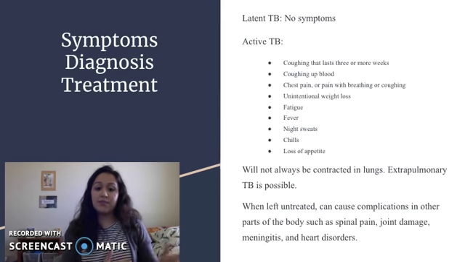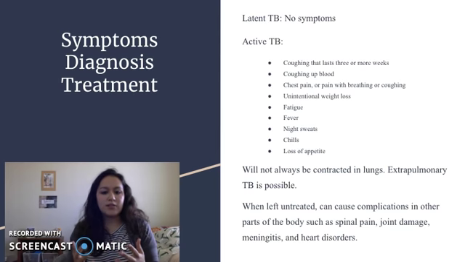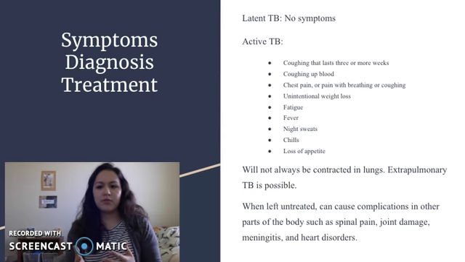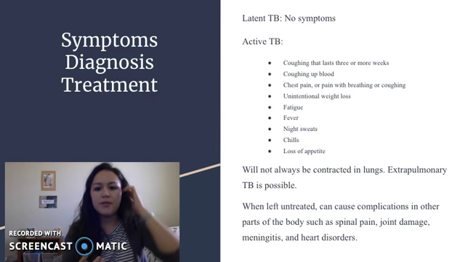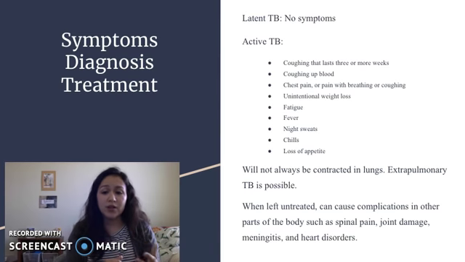So if that happens, that means that at that point you have contracted tuberculosis, you have it actively in your body. So that's when you're going to start showing some symptoms. The telltale sign that I think everyone thinks of when they think of tuberculosis is coughing up blood. And usually that cough is going to last for 3 or more weeks. You have a lot of chest pain when you're breathing and when you're coughing. There's fatigue, fever, night sweats, and chills, and a loss of appetite, which makes sense.